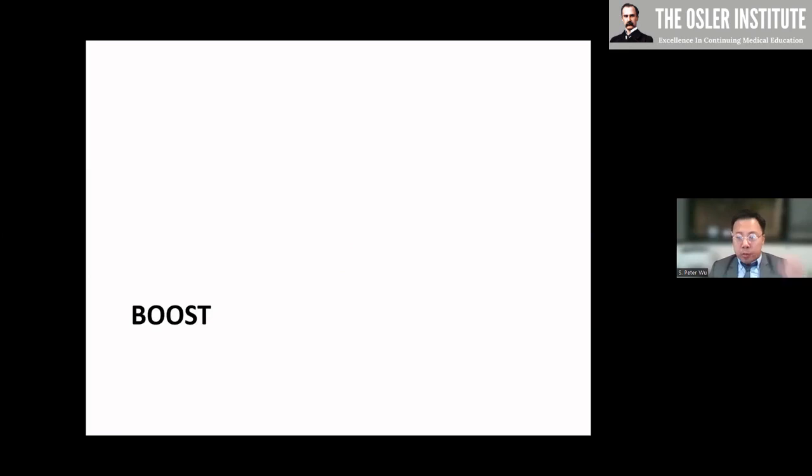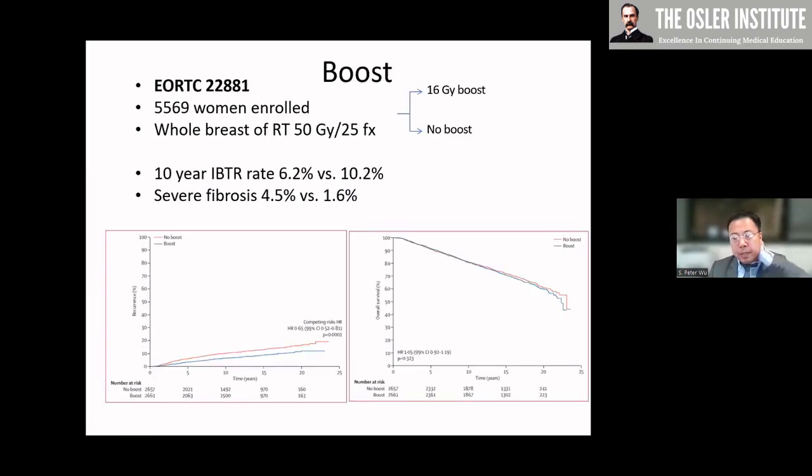In regards to boost, which patients should we boost? Many women seem to have high risk or higher risk tumors based upon their histology, ER/PR negative status, or perhaps they have close margins or positive margins. These women, when it comes to radiation, may benefit from a boost. The most famous boost trial, the EORTC boost trial 22881, looked at boost after whole breast radiation in over 5,000 women.